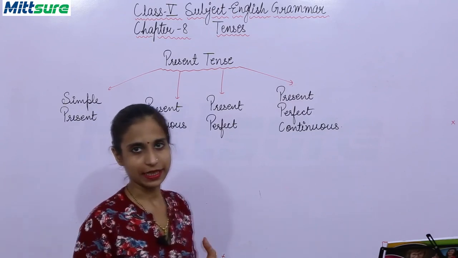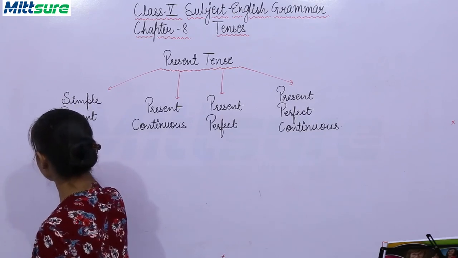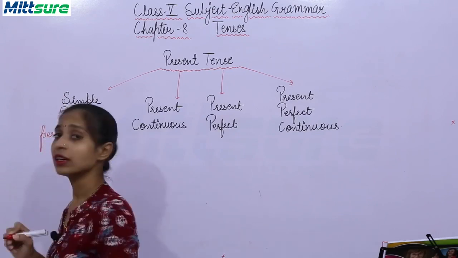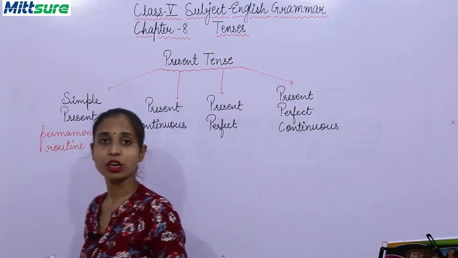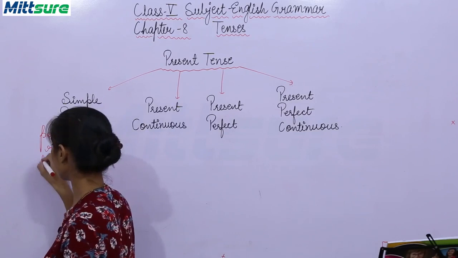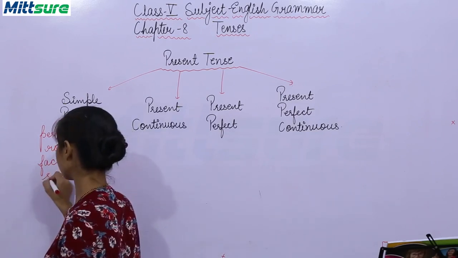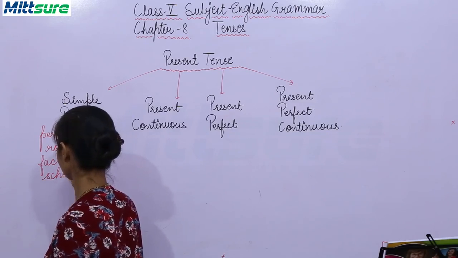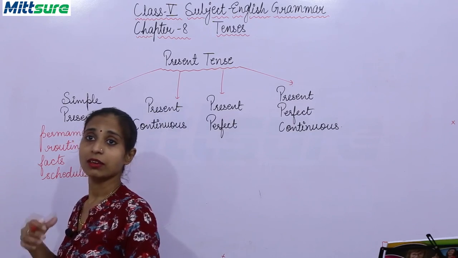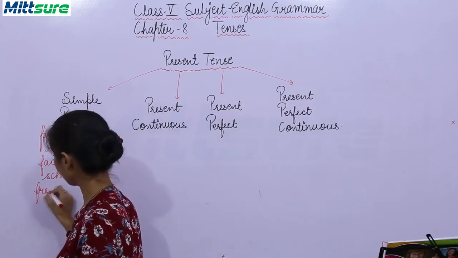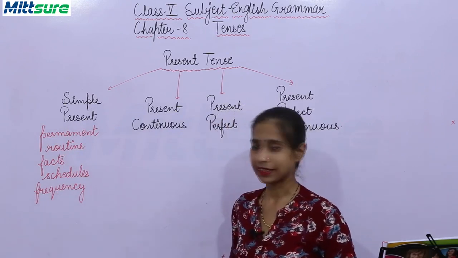So let us understand first simple present tense. Children, simple present tense actually talks about things which are permanent. When we talk about our routine jobs, facts, or you can say universal facts, which cannot change at all, schedules, or something which happens frequently, the frequency of a work. Now one by one I'll be giving you a few examples of this.